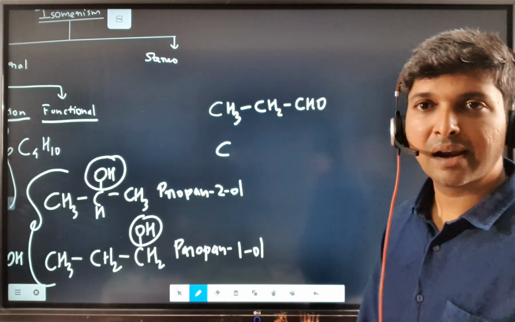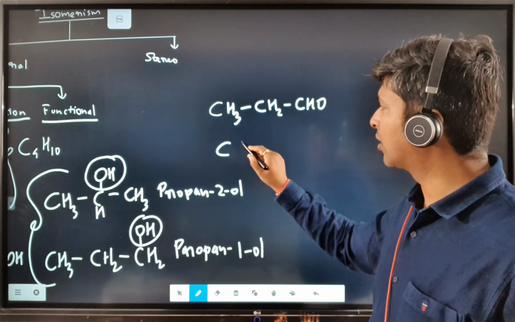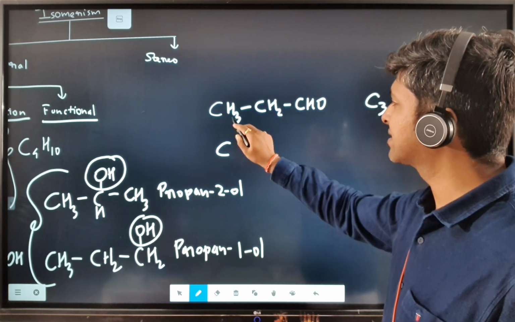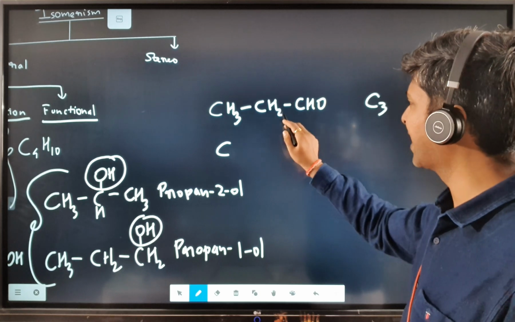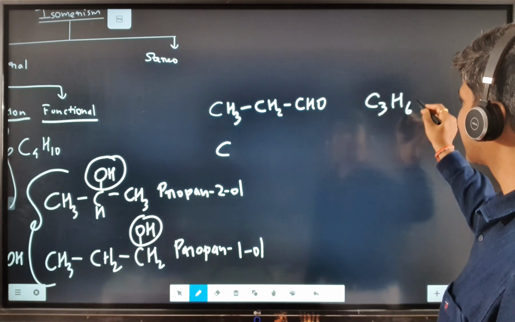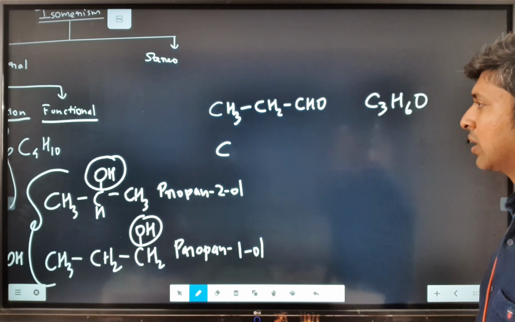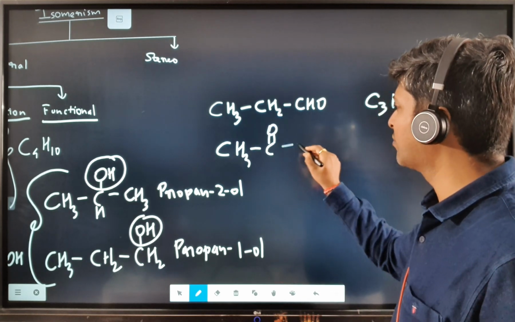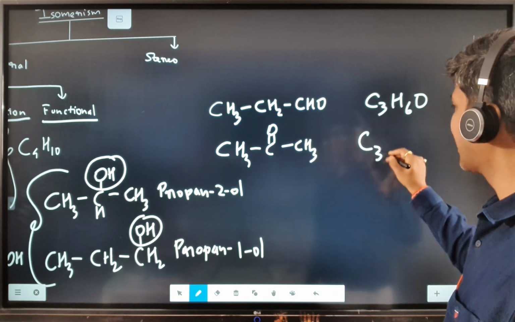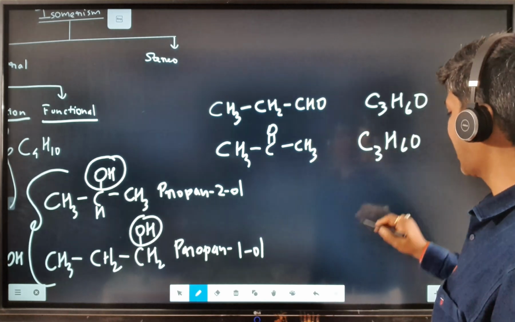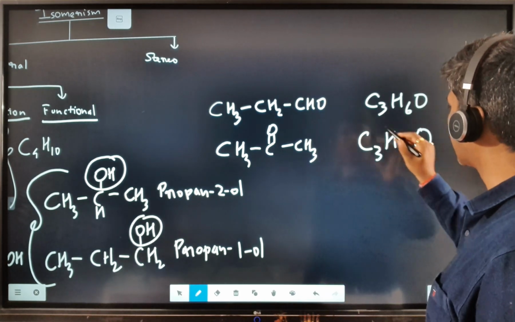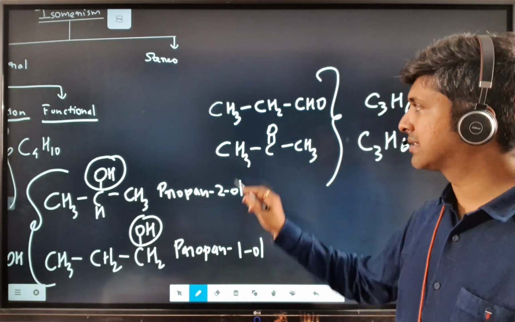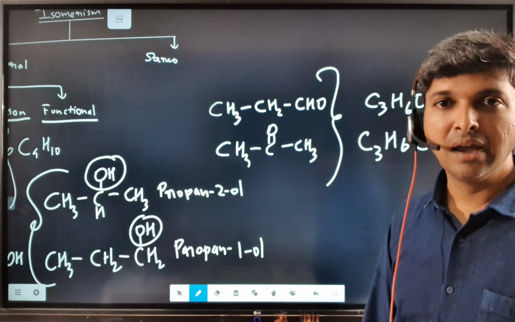CHO, meaning aldehyde, right? So this is propanal, having the molecular formula C3. Count, C3, 3 carbons, hydrogens 2 plus 3 plus 2 is 5, plus 1 is 6. So C3H6O. This is the molecular formula, and this also has the same molecular formula. You can see that this is also C3H6O. Both of them have the same molecular formula, but what is different? The functional groups are totally different. This is an aldehyde and this is a ketone.